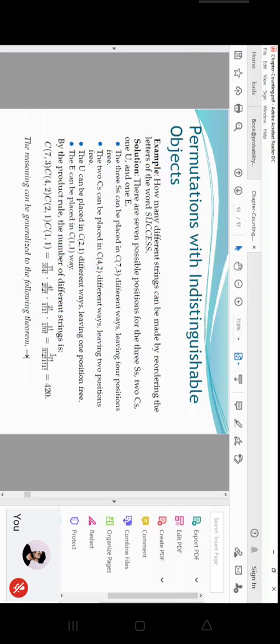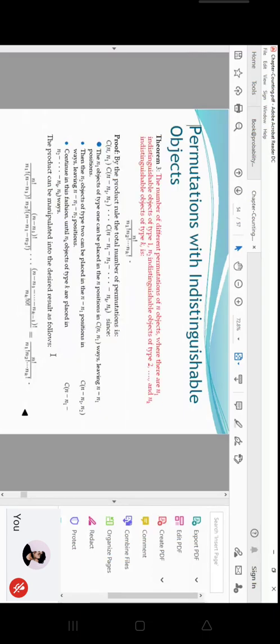So in the case of permutation with indistinguishable objects, the formula is n factorial divided by n1 factorial, n2 factorial, up to nk factorial, where we have k kinds of objects and individually they have counts n1, n2, nk. This particular formula we can use, and we will see that these are quite common problems in combinatorics.